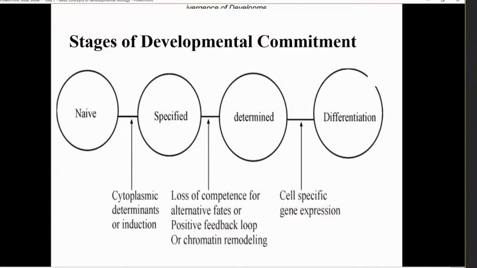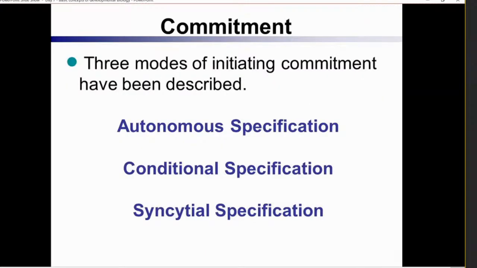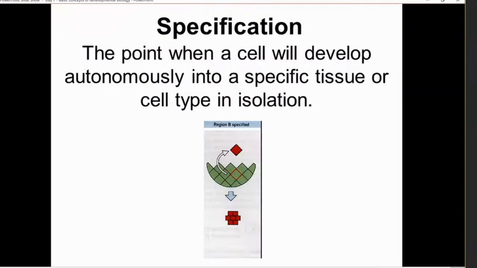In this commitment, we have three different specifications: autonomous specification, conditional specification, and syncytial specification. What is autonomous specification? The cell develops autonomously into cell-specific tissues. One cell can develop into specific tissues, which is called specification. Please imagine this is a group of cells, like an embryo. From this embryo, specific cells are isolated, and those isolated cells can be grown into specific tissues. So that is called specification.